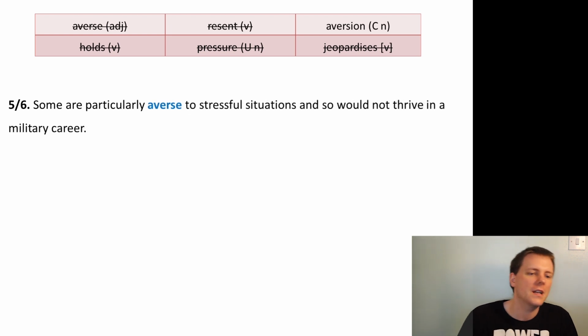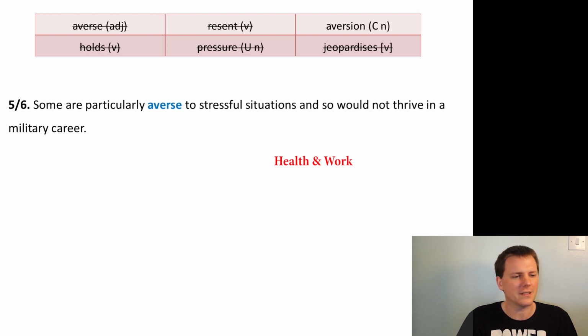Some are particularly averse to stressful situations and so would not thrive in a military career. So what would you say the topic is of this sentence? Well, I guess possibly mental health, or just health, and careers again, I would say. Some are particularly averse to stressful situations, so you can be averse to something. A person is averse to something. Averse to stressful situations, you don't like them, you prefer to avoid them. That's what being averse to something is.